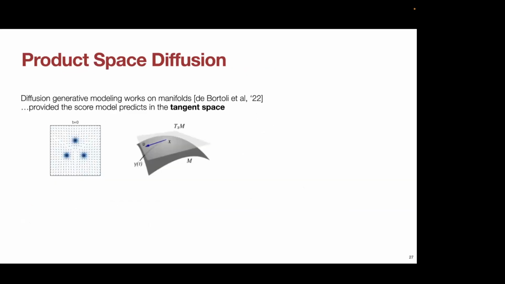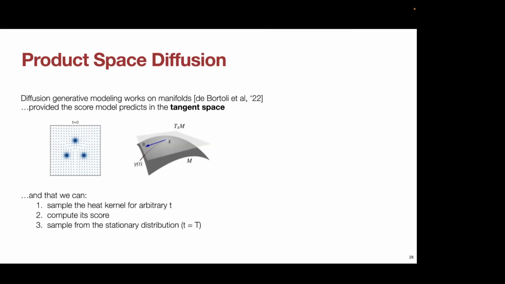All right, so now that we've mapped displacements onto the product space, we can now just forget about the ligand pose manifold entirely and just figure out how to diffuse on the product space. Turns out diffusion generative modeling is well established on manifolds, as long as you make the slight conceptual modification that instead of the score model being a vector field in the Euclidean space, the score model is a vector field on a manifold. Now, a vector field on a manifold is simply, as the diagram illustrates, a function that assigns to each point on the manifold a point on the tangent space. And furthermore, we need to be able to sample the heat kernel on this manifold and compute its score and sample from the stationary distribution of the manifold.